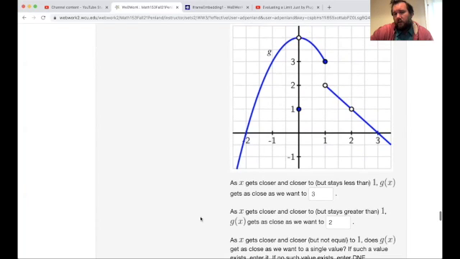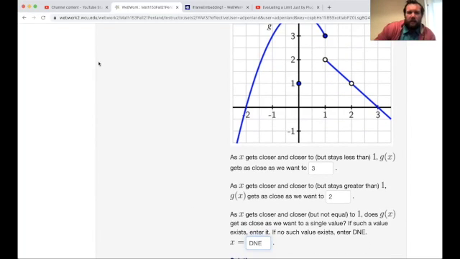The key idea here is to be aware of what these things in words are saying and how they connect to the symbols.